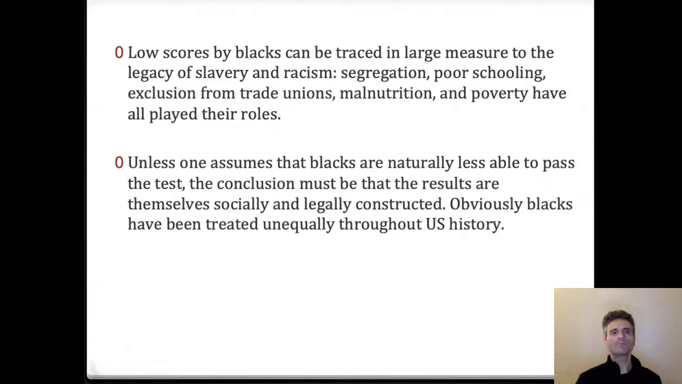Now, Pojman points out that the individuals who are supposed to be the beneficiaries of preferential hiring are the very individuals who score low on many different tests. Okay. And of course the argument is, we have to look at slavery, racism, segregation. As a result, you go to poor schools.